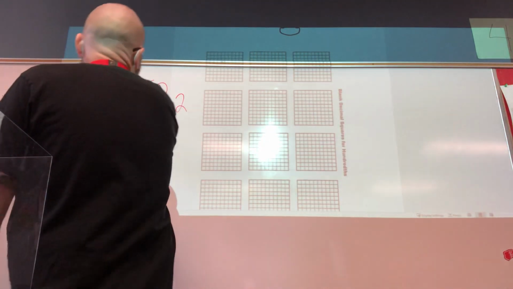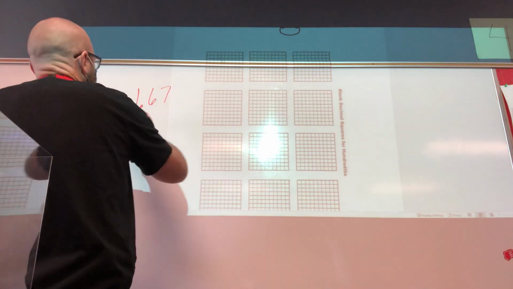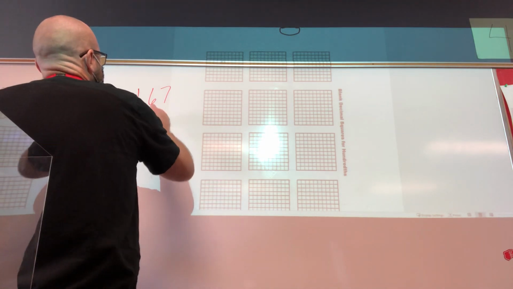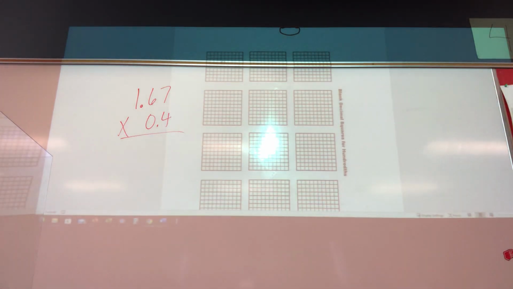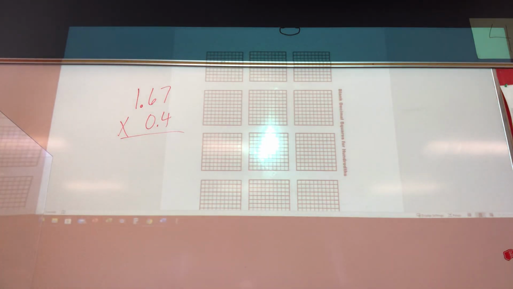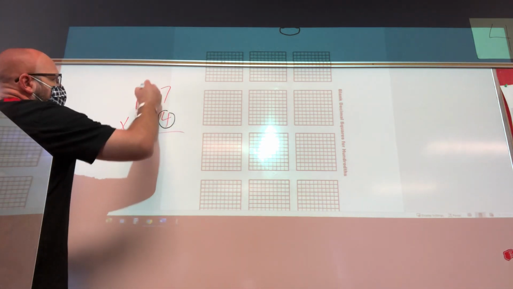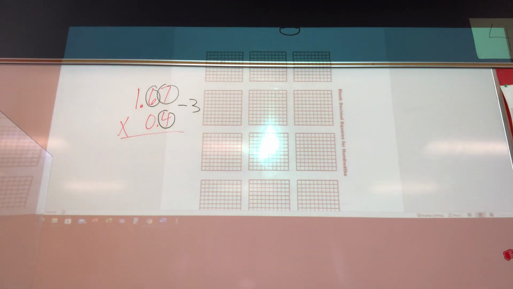Well, let's look at another one. There's going to be more practice. Even if one of the factors is greater than 1, you still do the same thing. I'm not asking you to shade this, I'm just asking you to stop tapping and watch. How many numbers behind the decimal point in the problem? 3. Then there have to be 3 numbers behind the decimal point in the answer.